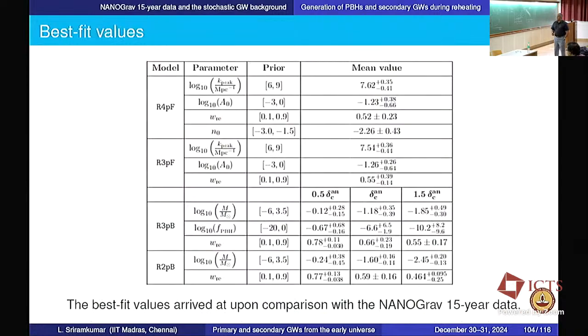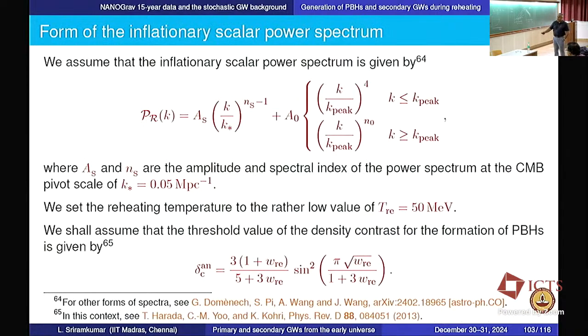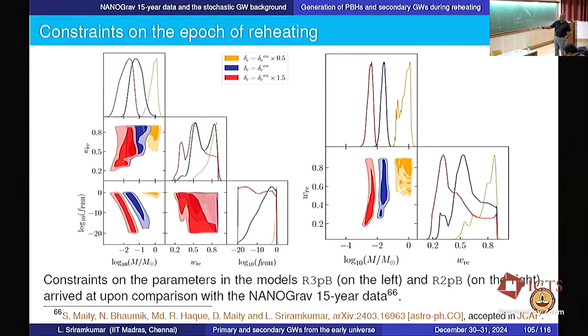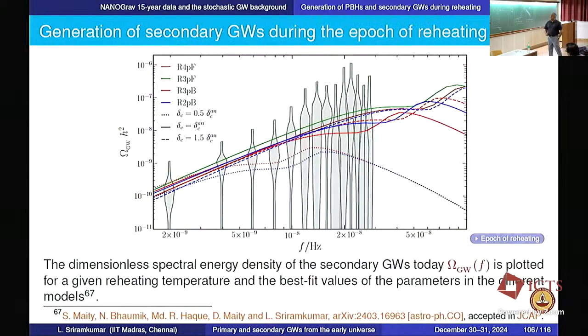And the reason being, the larger the WRE and the larger the value of delta C, okay, you essentially suppress the number of PBHs that are formed. And the bottom line is as follows. What you find is that there are different curves that have been plotted here. These evidently don't fit the data very well. This is the secondary gravitational waves. Most of these modes have re-entered during the epoch of reheating. That gives us another parameter to vary as well, omega RE.